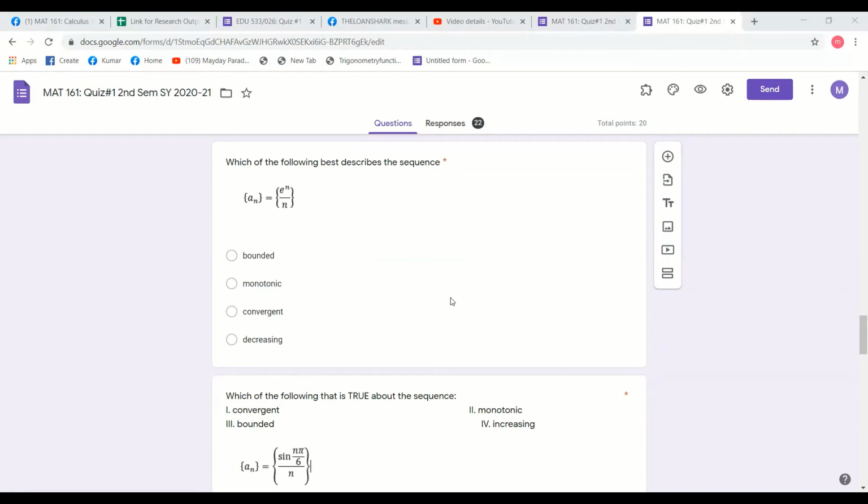Is it monotonic? Okay, this one, this sequence is increasing. So this is increasing, therefore it's monotonic. So therefore, letter B is the correct answer. Convergent, it is not convergent since it is not bounded.